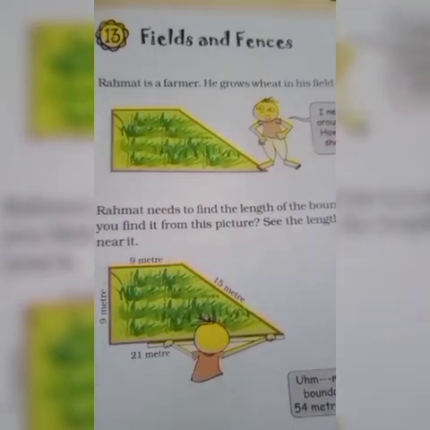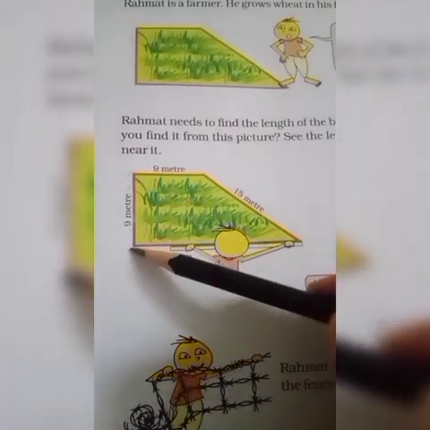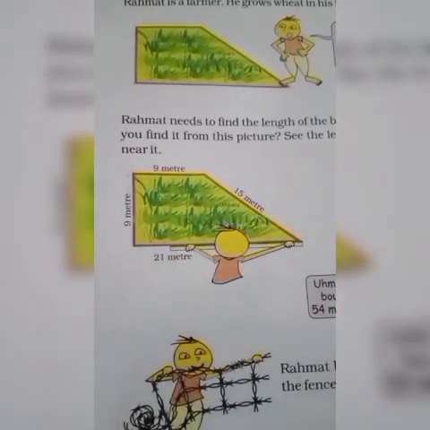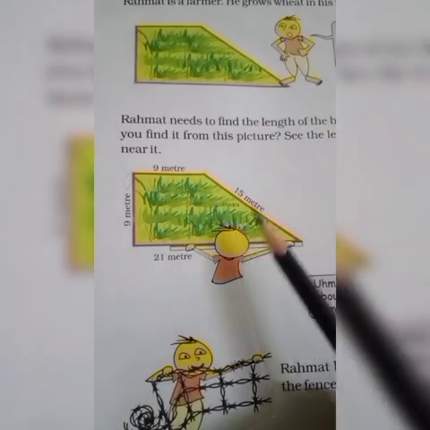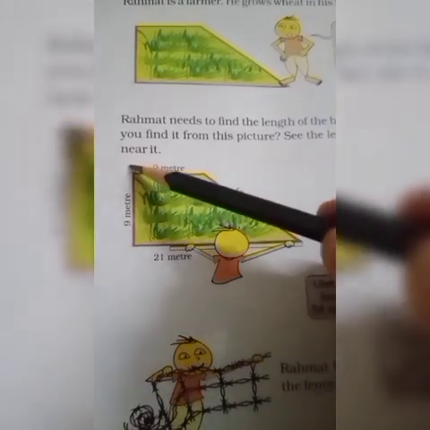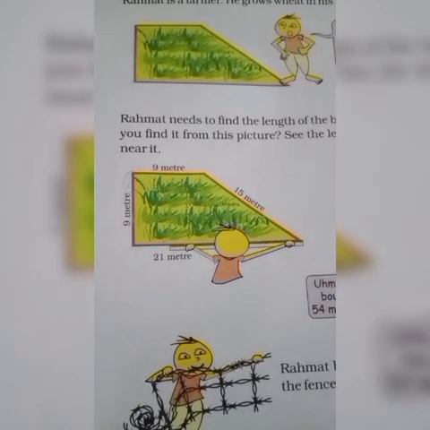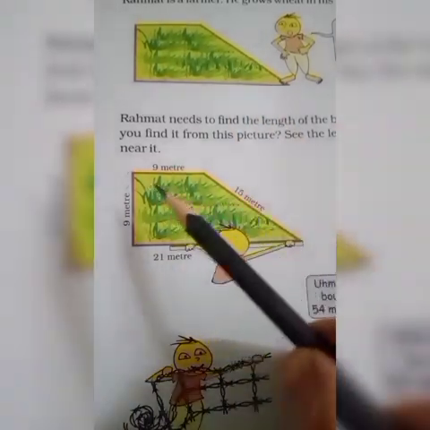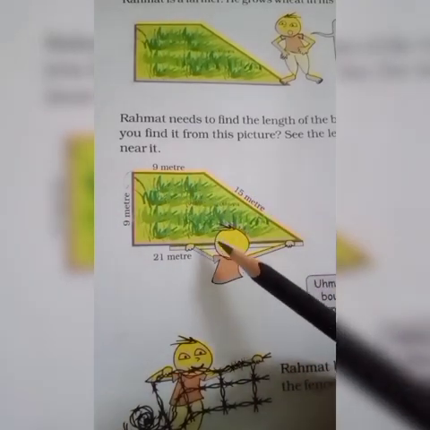So he is measuring the length of all the sides of this field. Can you see here mentioned? This is 9 meter, 9 meter, 15 meter, 21 meter. Now students, he has got the lengths of all the sides. Now he wants to find out the total length of fence he needs, right? Means for this 9, 9, 15 and 21. So for that students, we have to find out the perimeter of this field, or you can say boundary of this field. So how will we find out the perimeter? By adding all the sides of a field, right?